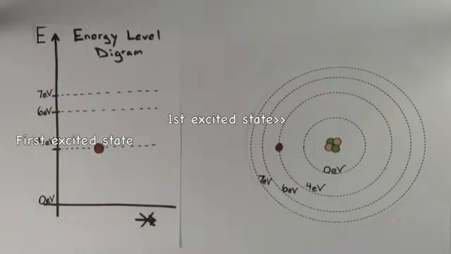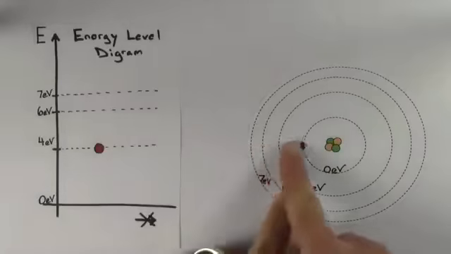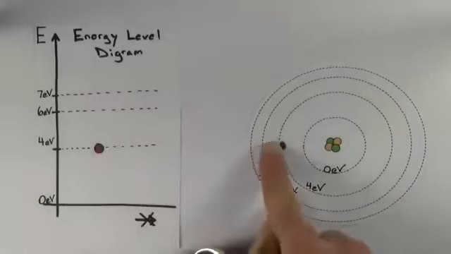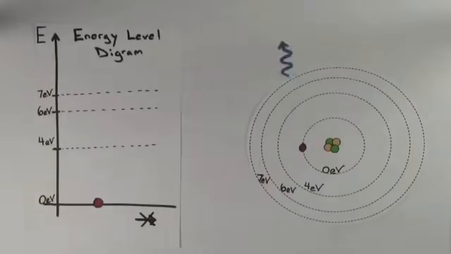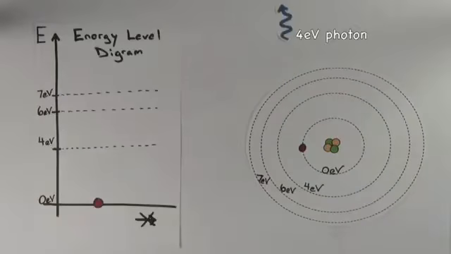Once the electron's at the higher energy level, it won't stay there long. Electrons, if given the chance, will fall towards the lowest energy level they can. So our electron will fall back down to the ground state and give up 4 eV of energy. The way an electron can give up energy is by emitting a photon. So after falling back down to the ground state, this electron would emit a 4 eV photon.